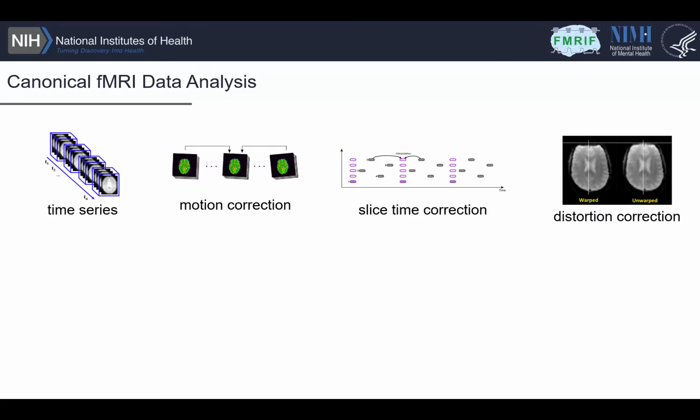Next, we often do things like distortion correction. So this is basically taking our raw data and dealing with the fact that it doesn't always look exactly like our anatomicals. Sometimes it looks dramatically different than the anatomicals that we're trying to relate those to. And so we need some kind of mechanism to unwarp what our acquisition tool is actually giving us.